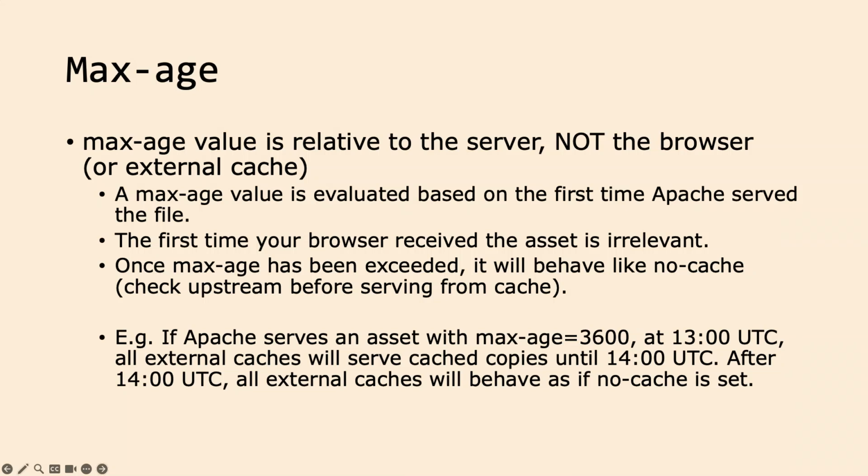So for example, let's say that you have an asset which is served up at exactly 1 o'clock with a max age of 3600, so 1 hour. What that's going to do is instruct external caches that for the next 60 minutes, you can use your cache copy, no questions asked. When we hit that 2 o'clock mark, the behavior changes, and the external cache is going to check first, and that's basically the same as the no cache directive.